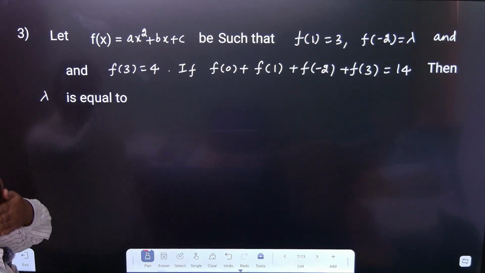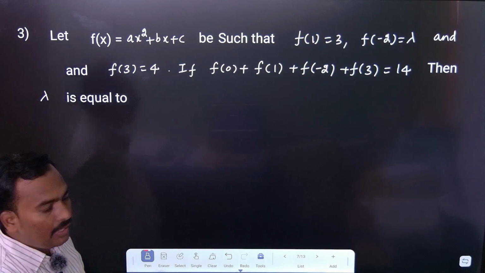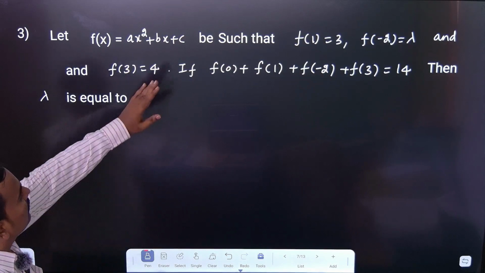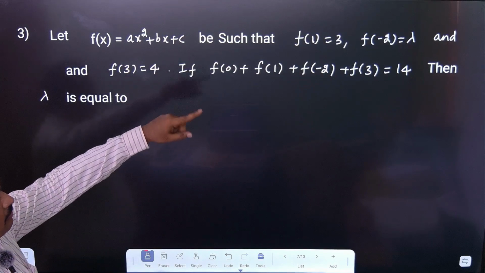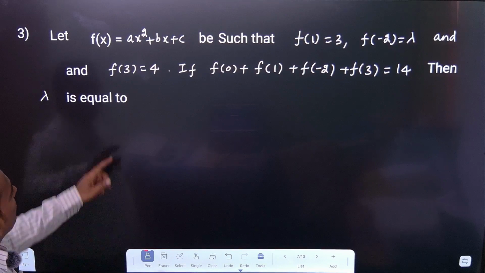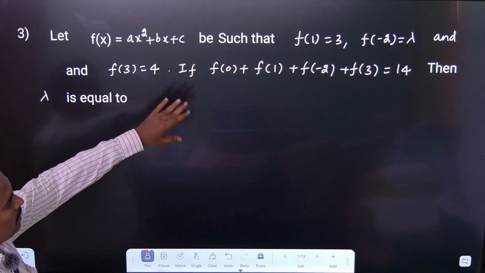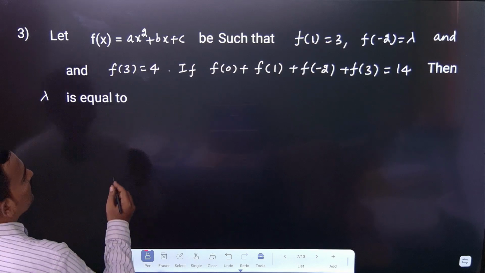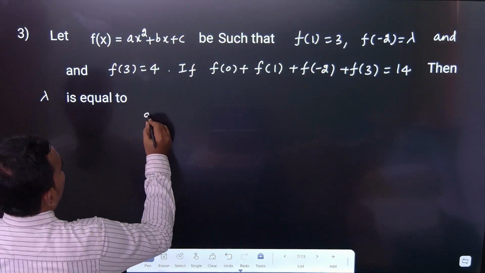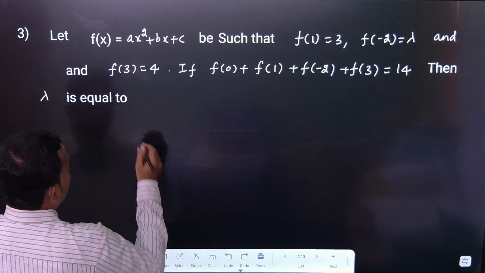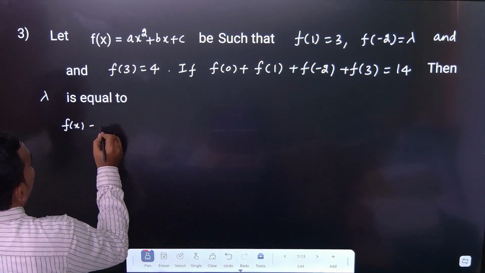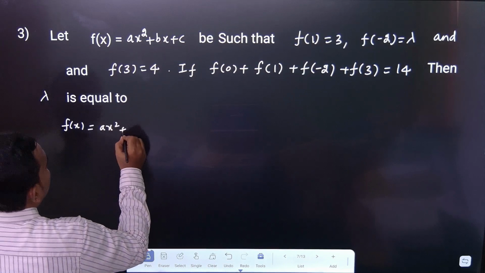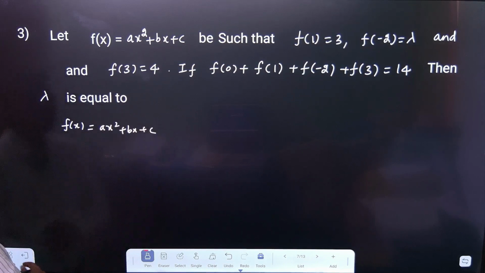You can see f of x is given to you, ax squared plus bx plus c, such that f of 1 is 3, f of minus 2 is lambda, and f of 3 is 4. The sum of all expressions is equal to 14. Then what is lambda? How to find this? You can see here, f of x is given to you. f of x is ax square plus bx plus c.